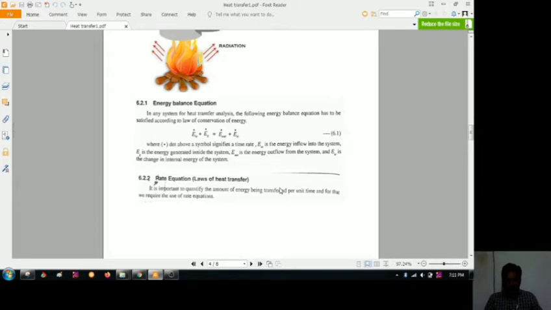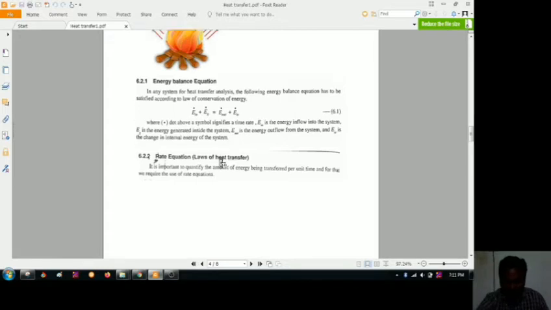So you can see in this system, for heat transfer analysis, the following energy balance equation has to be satisfied according to the law of conservation of energy. Energy in plus energy generation is equal to energy out plus internal energy, where the dot above the symbol denotes the time rate. So we are talking about the time rate, right? In that aspect, we'll see the rate equations, that is, the laws of heat transfer.